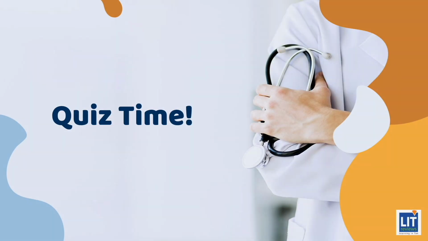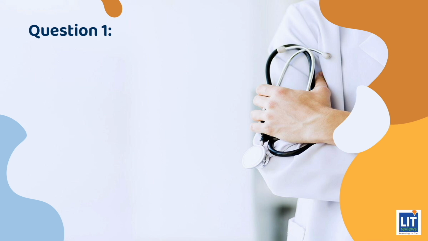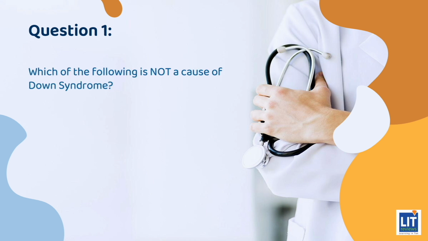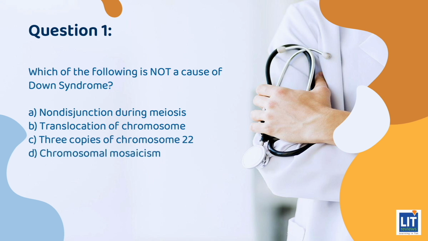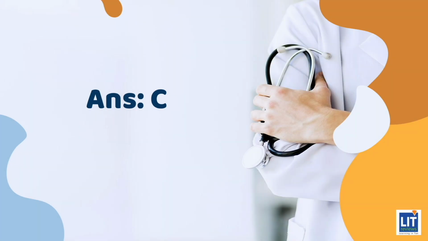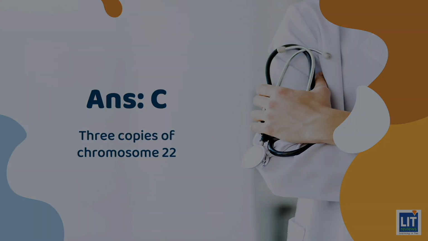Quiz time. Question 1. Which of the following is not a cause of Down syndrome? A. Non-disjunction during meiosis. B. Translocation of chromosome. C. 3 copies of chromosome 22. Or D. Chromosomal mosaicism. The answer is C.